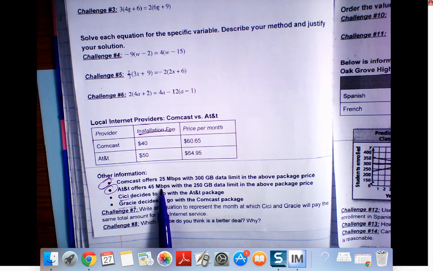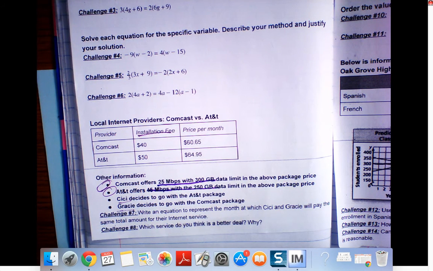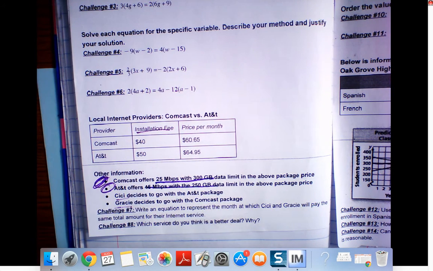Now, if you notice, you have some different information there about each internet provider. These two statements were just informational, that you will not use those numbers in your equation. The challenge 7 says write an equation to represent the month at which CC and Gracie will pay the same total amount for their internet service.